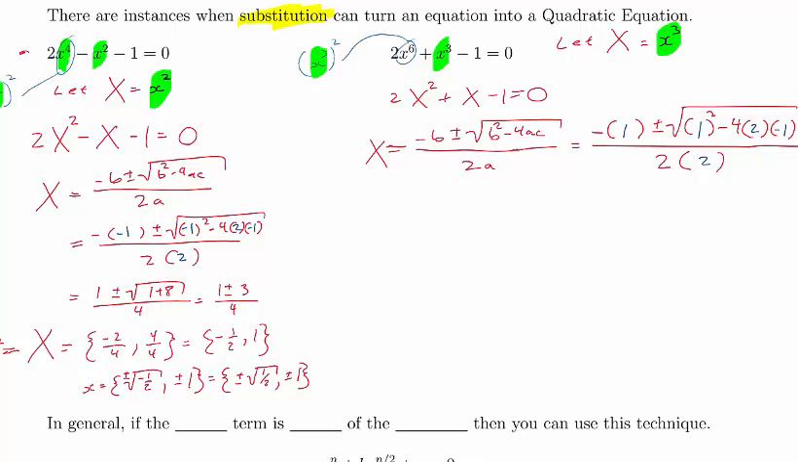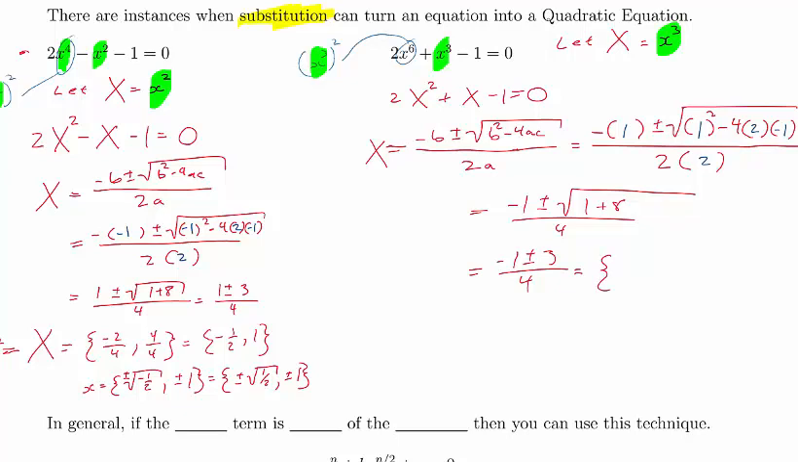Alright, so let's go ahead and work this through. So we got a negative 1 plus or minus the square root of 1 plus 8 divided by 4, which of course becomes negative 1 plus or minus the square root of 9, which is 3, all divided by 4. And now we go ahead and work this through, get it in bracket notation.